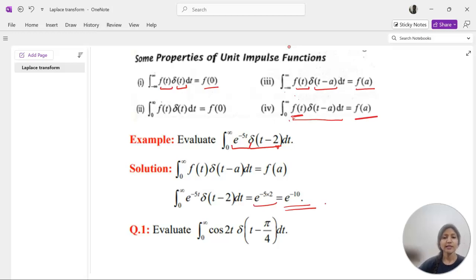This one, the delta of t minus pi by 4, the function here is cos 2t, and in this t you will put pi by 4 as per this particular property. We get cos 2 into pi by 4, which is cos pi by 2, which is 0. So this is going to be 0.